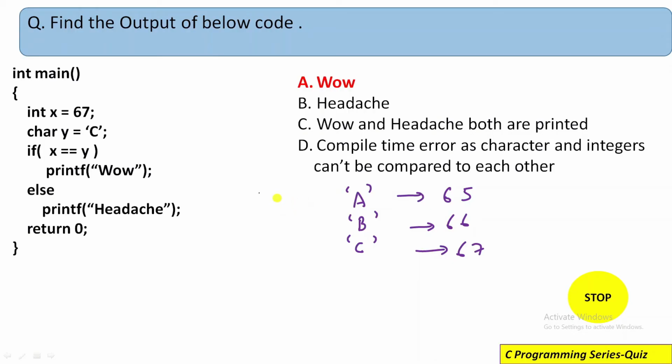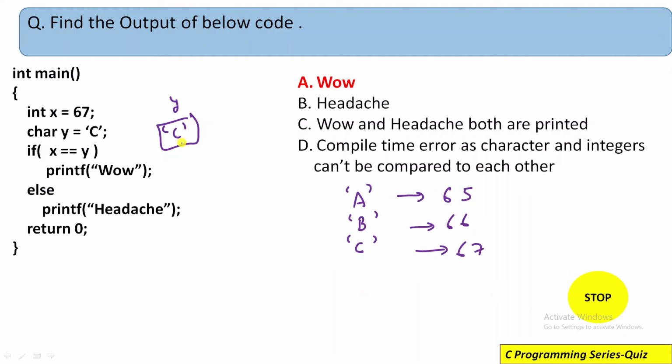So the answer is very simple. If you know the concept of the ASCII value, then this question is very easy. Inside the x we have 67, and inside y we have a character c. Now when we are comparing an integer and a character, the ASCII values of the character are compared. For each character we have an ASCII value, that means an integer value associated with it. So for capital A we have 65, for capital B we have 66, and so on. Same way we have other ASCII values for other characters.